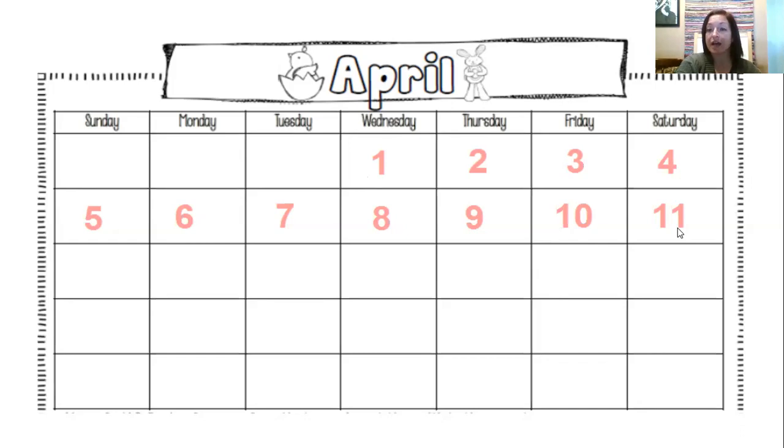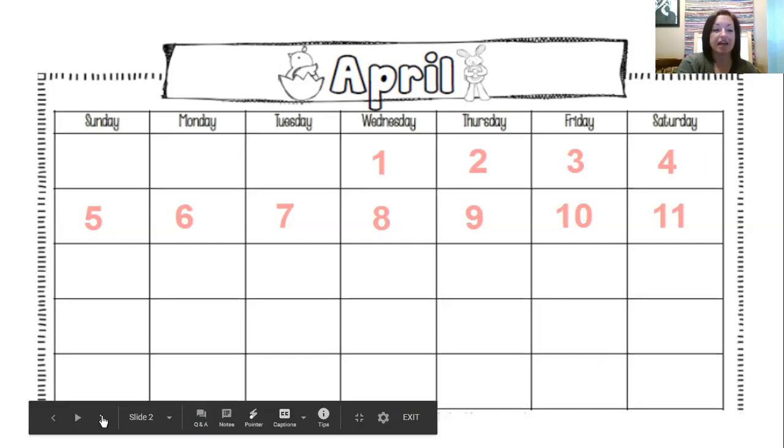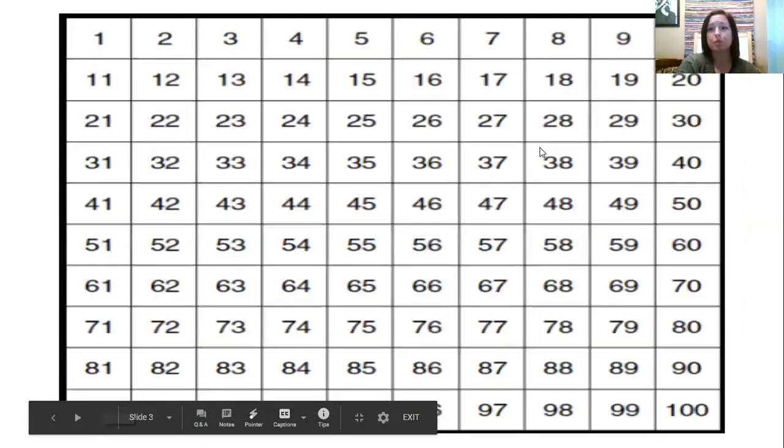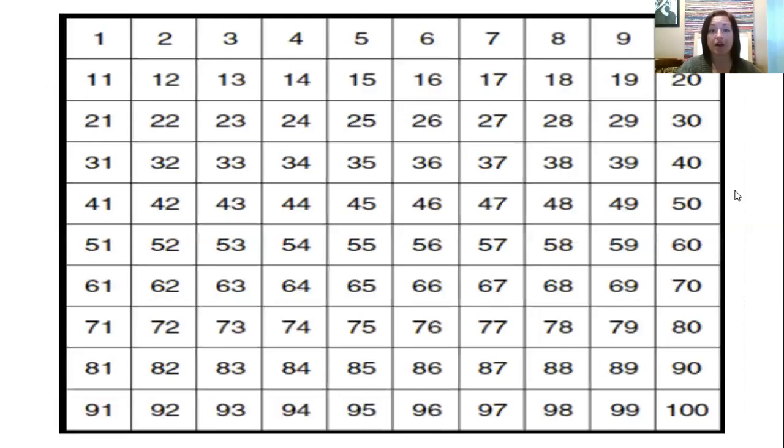Instead, we could look at that number and say, what comes after 11? 12. So let's do that. What comes after 11? Let's just count on a few numbers. Ready? 11, 12, 13, 14, 15. Okay? Nice work. Now, that's just one time that you might use counting on or counting up.